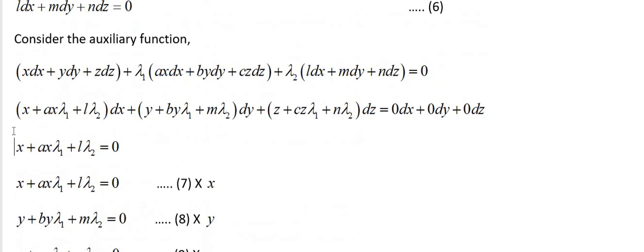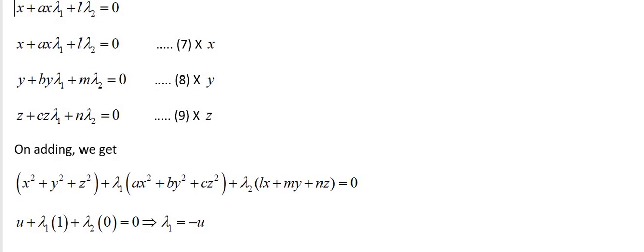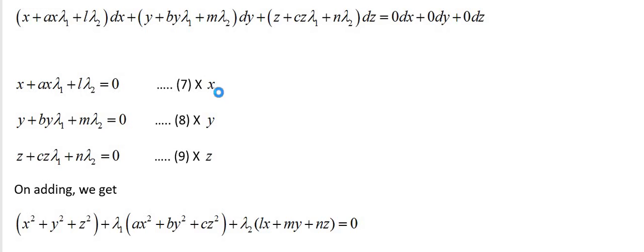On comparison of LHS and RHS, observe, the coefficients of dx, dy, dz are equal. So this bracket equals 0, this bracket is also equal to 0, and this bracket is also equal to 0. Observe these three equations: we get them by comparison of LHS with RHS. Now I consider these equations as 7, 8, 9.